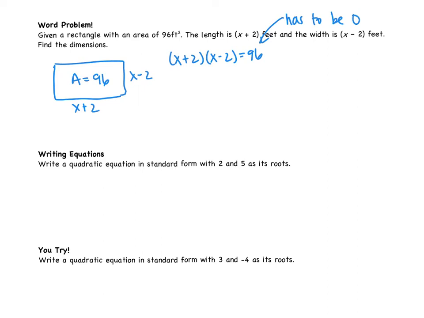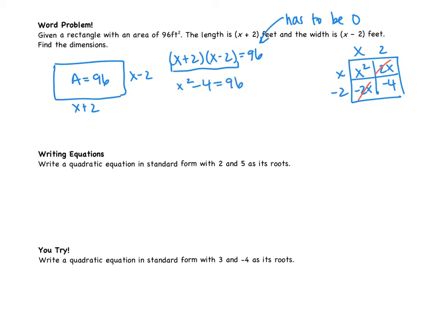So we got to move that 96 over. Before we do that, I'm going to multiply on the left side here. Again, I like the box. Some of you like to FOIL. I get x squared, 2x, -2x, and -4. What's really nice is the -2x and the +2x cancel each other out. So I get x squared minus 4 equals 96. Subtracting that 96 over, I get x squared minus 100 equals 0. So -4, -96 gives me the -100.